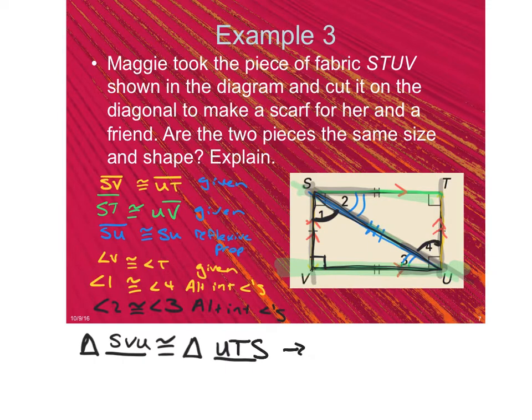Why are they congruent? Because we said all three sides are congruent and all three angles are congruent. This is the definition of triangle congruence. Three sides, three angles congruent.